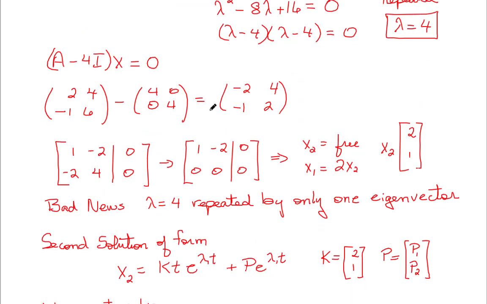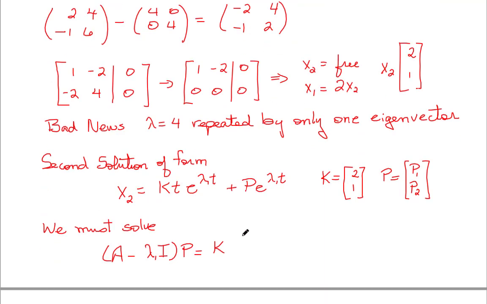Putting in that eigenvalue, I form A minus 4I. Now I'm going to solve when is it equal to 0, which is very easy to solve. I get x2 is free, x1 is 2x2. So I get my eigenvector is (2, 1). There's only one of them. I need two of them. So that's bad news, but if you looked in the textbook, we do get a second solution.